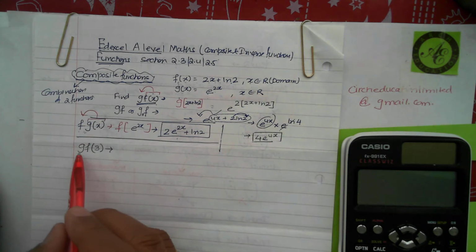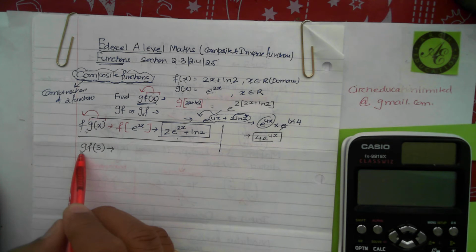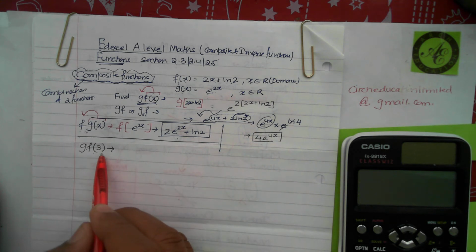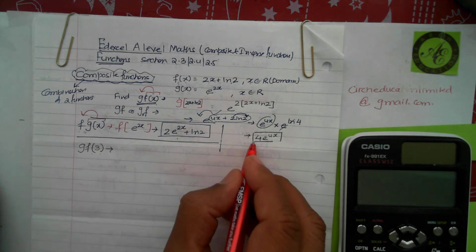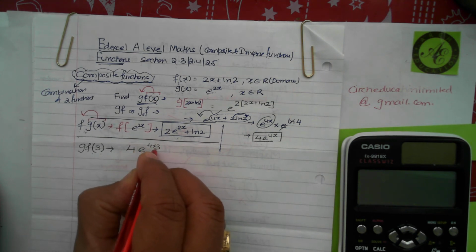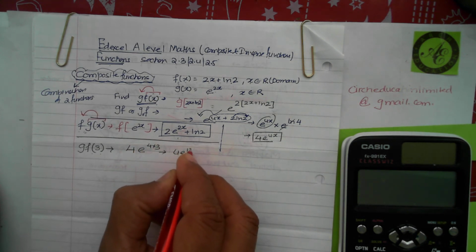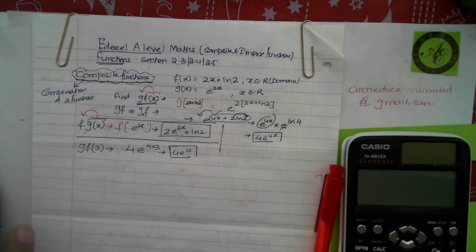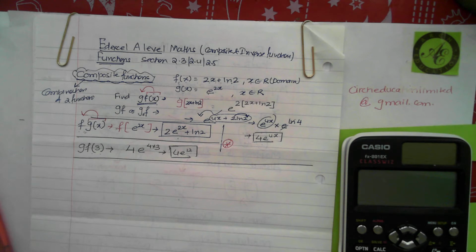Now, sometimes what they ask you to do is evaluate the composite functions. That means you're going to find gf first, which you've already done. All you need to do after that is substitute x as 3. So the answer would be, from here, 4 e to the power 4 times 3. So 4 e to the power 12. This is the gf function evaluated when x equals 3.